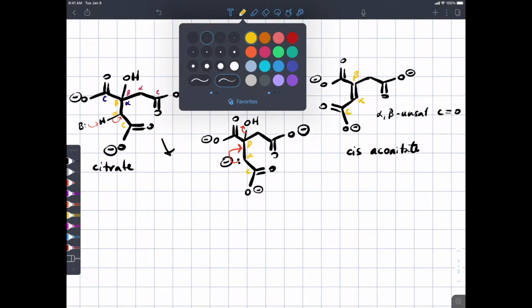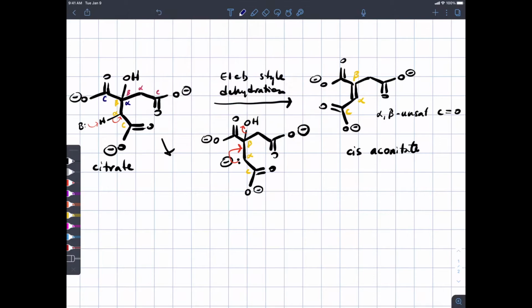That is, relative to the yellow carbonyl, here's the alpha carbon, there's the beta carbon, but relative to the blue carbonyl, here's the alpha carbon and there's the beta carbon. Okay, do you see those two options? It's an ene diacid, basically.